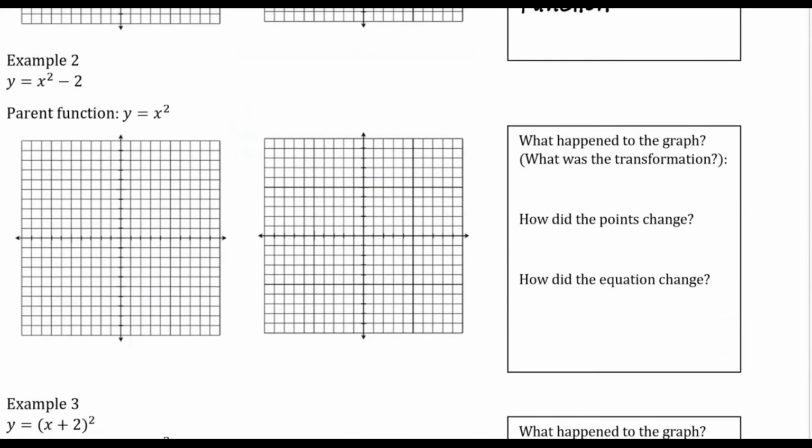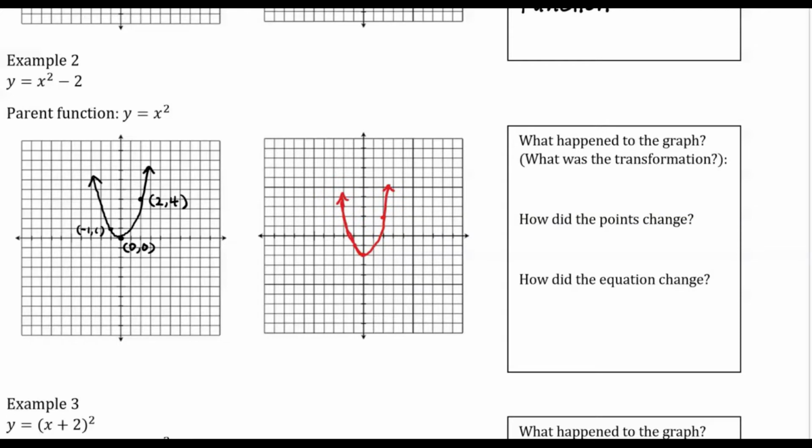Now let's go take a look at example 2. In example 2, we have the same parent function, so I'll go ahead and sketch a graph of the parent function. I'm going to use the same points that I used before: 0, 0, 2, 4, and negative 1, 1. These are just some random points that are on the graph of the parent function y is equal to x squared. If I were to graph the function y is equal to x squared minus 2, it would go through these points and look like this. Still U-shaped, but now the graph has shifted down 2.